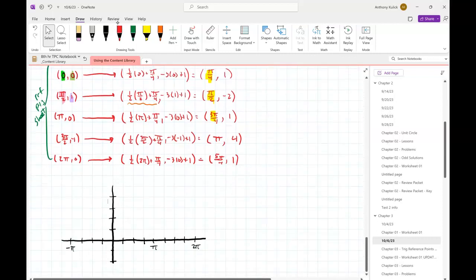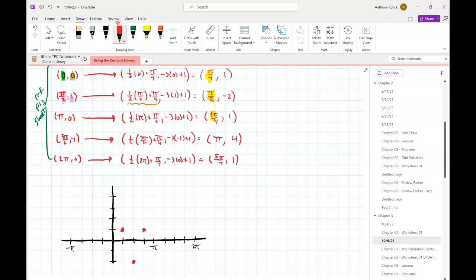So let's now plot some points. So I have pi over 4 and 1. I have pi over 2 and negative 2. 3 pi over 4 and 1. Pi and 4. 5 pi over 4 and 1.